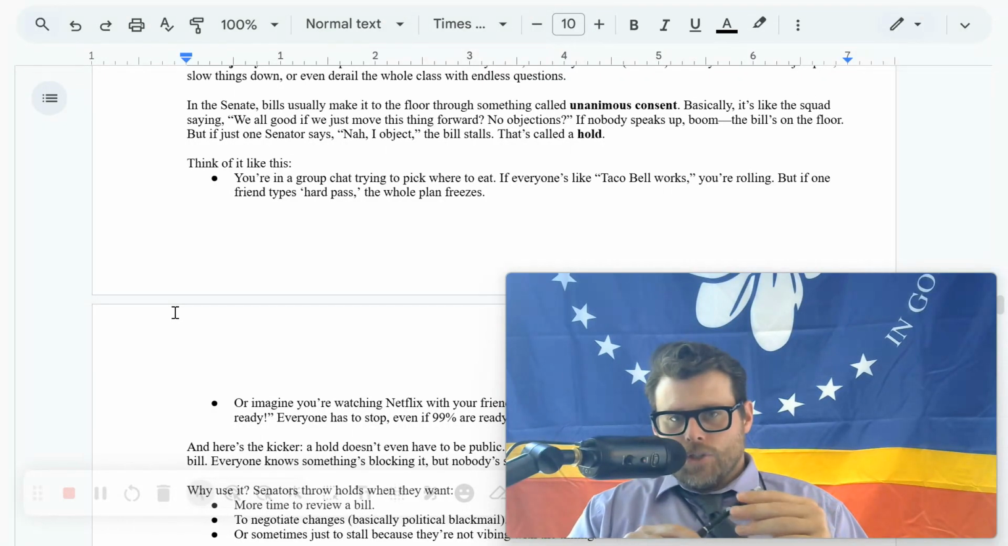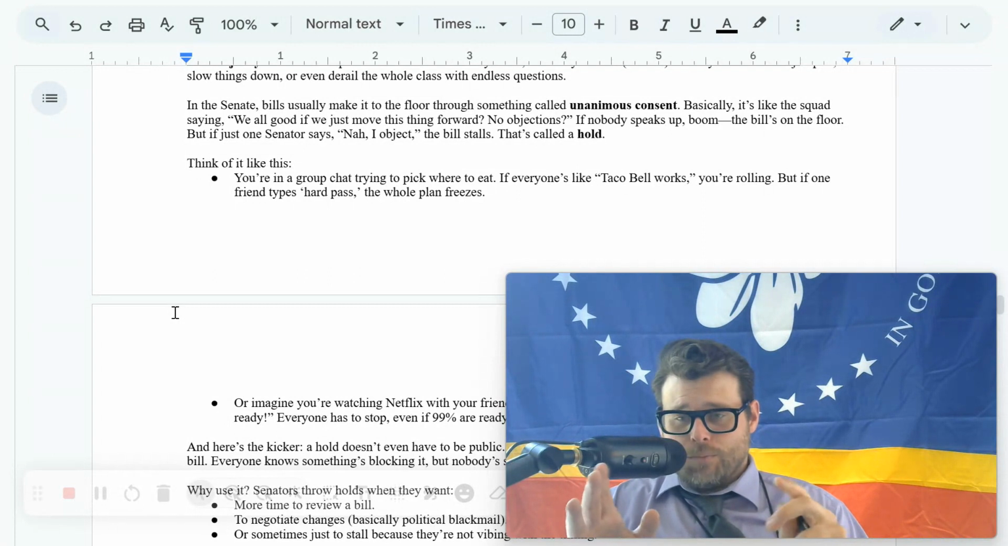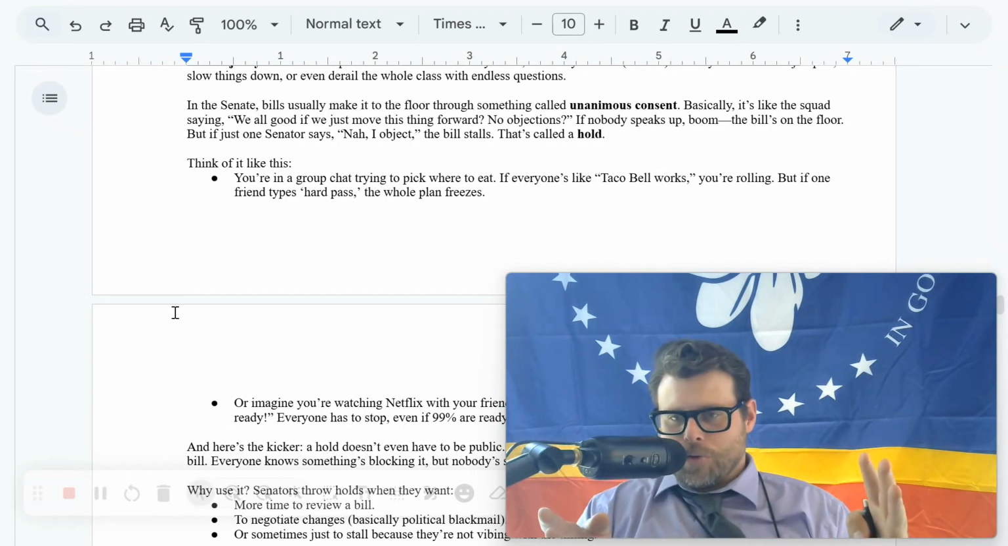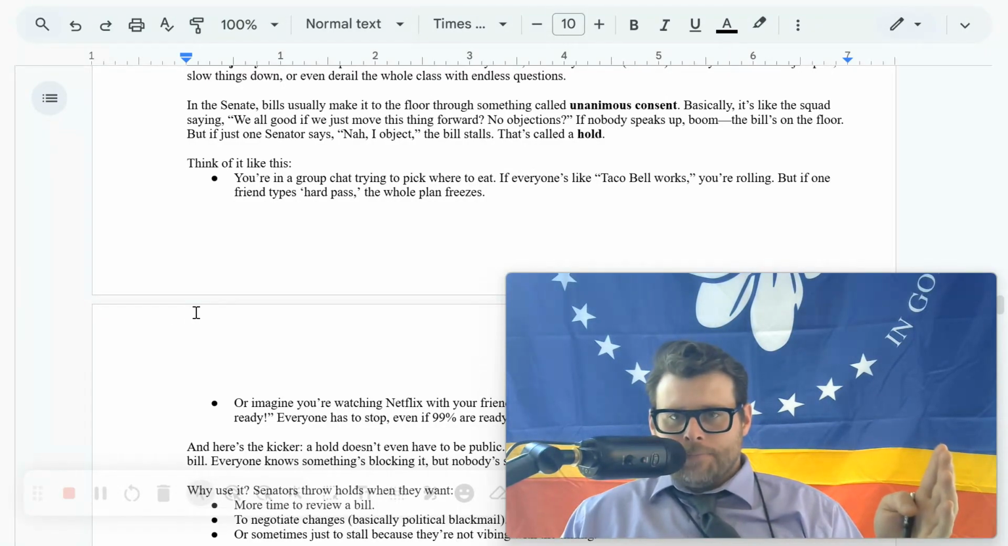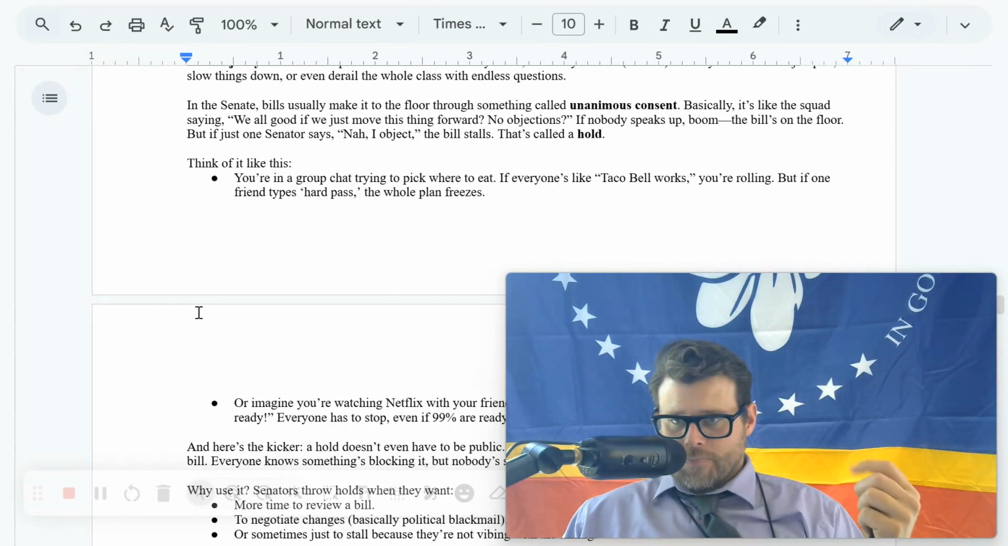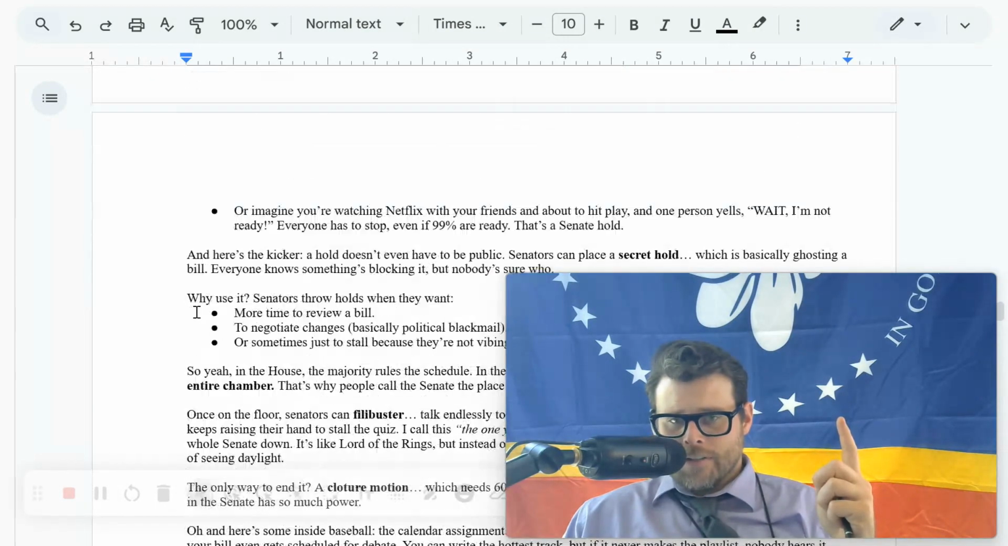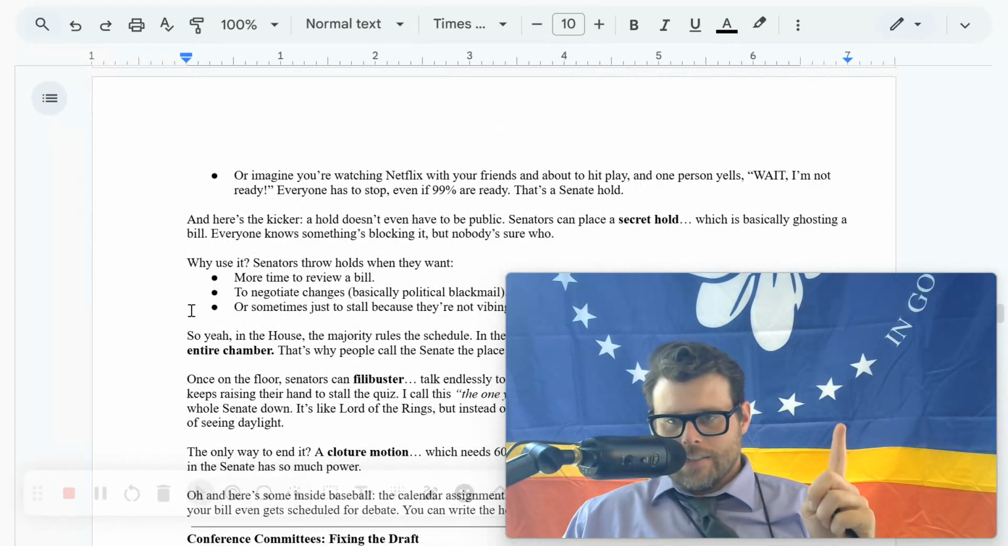So think of it like this: you're in a group chat trying to pick where to eat, and we've talked about, at least in one of, I believe, second block we did, the paradox of choice. Right? Sometimes there's too many choices, so you can't make a choice. How about that? Right? And so you're in a group chat trying to pick where to eat, and if everyone's like Taco Bell works, you're rolling. But if one friend types hard pass, the whole plan freezes, right? So that's like unanimous consent.